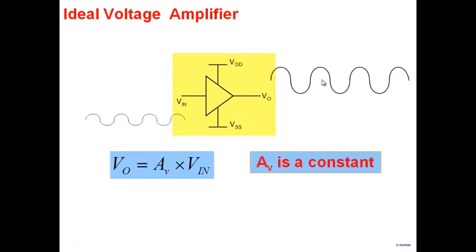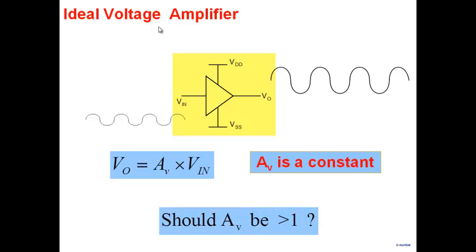Nonlinear means the output will not be a replica of the input. One of the conditions for amplification is you should make the output signal stronger, but not distort it. It should be a faithful reproduction of what the input is. You're not supposed to distort it. Keep it as it is and make it stronger. And for that to occur, you have to have AV independent of, let's say, the input voltage.